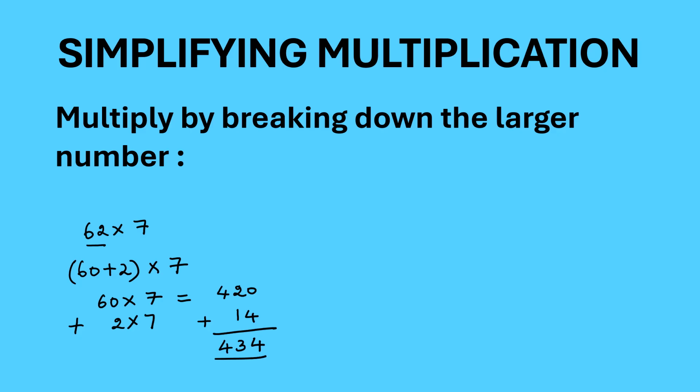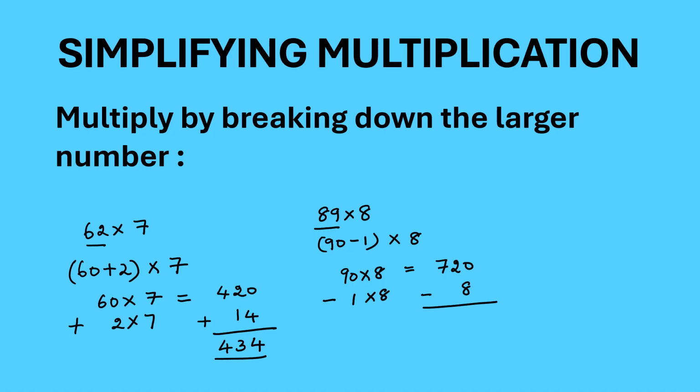Let's try one more. Let's say you want to do 89 times 8. Here again, we know that 89 is close to 90. So we break down 89 as 90 minus 1 and we do the multiplication. So the problem becomes 90 times 8 minus 1 times 8. We know that 90 times 8 gives you 720 and 1 times 8 gives you 8. So when you do the subtraction, you get 712, which is your final solution.